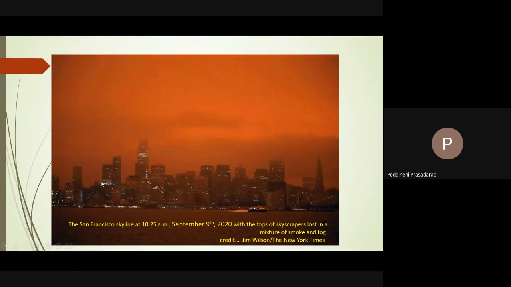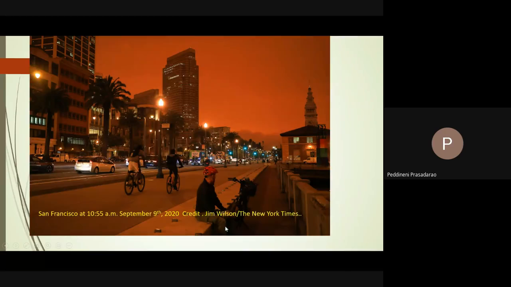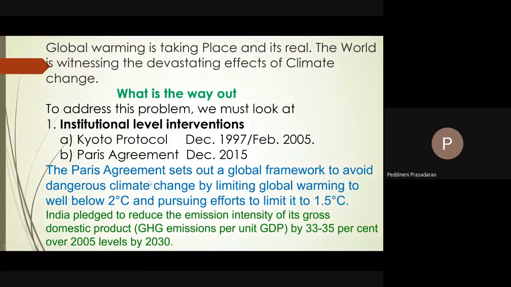And probably these are the pictures that I have realized in the month of September 2020. This is San Francisco, maybe at 10:25, September 9th, 2020, and again at 10:55 actually, because of wildfires in California, probably we have realized this type of pictures as far as the United States of America. Then after looking into all these things, it is certain that global warming is taking place.